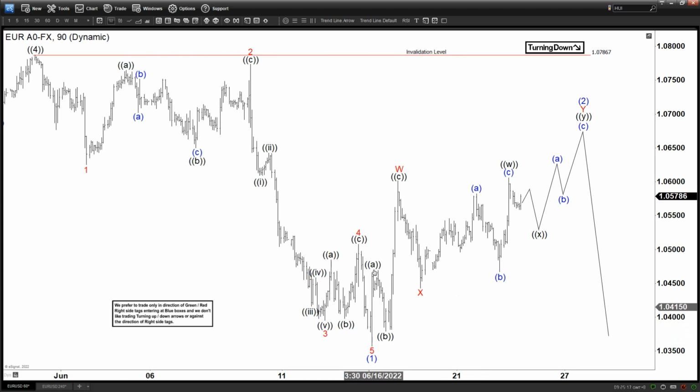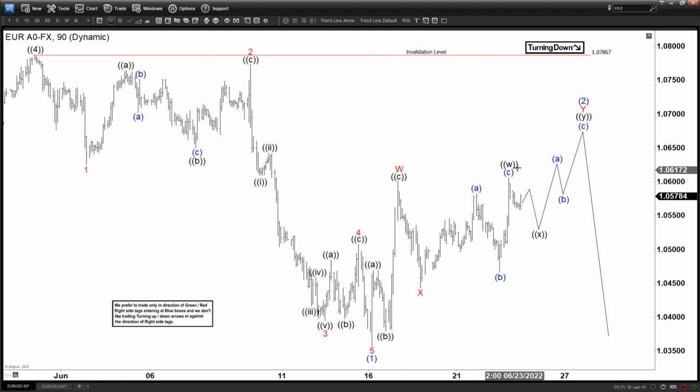Now some people might try to label this 1, 2, 3, 4, but for us this kind of pullback is too big, distribution wise, to be wave 4. Some people might call it 1, 2, 3, 4 with overlapping and call it a diagonal, but for us that's not really a wave 4 anymore. So this rally ended here as 3 waves.